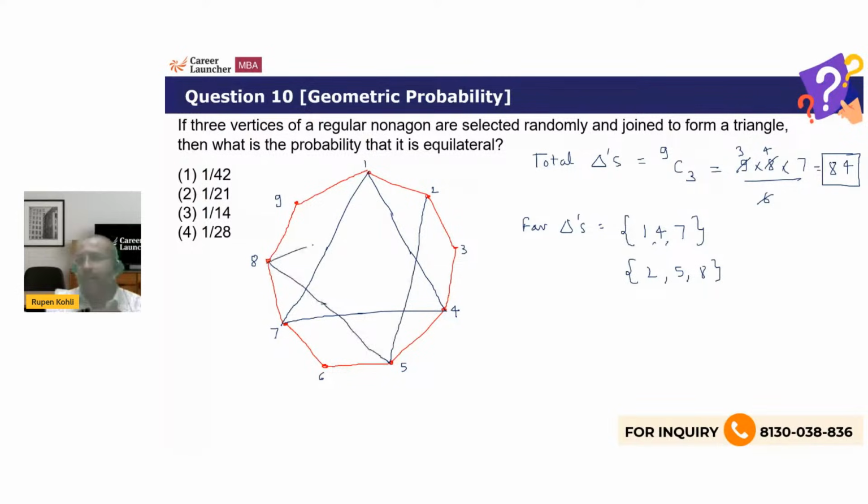And you have one more. You can go one more step ahead and take 3, 6, 9. It's nice to draw these very symmetrical shapes. So that's all. Now you have covered everything and these are the only ones. So 3 such triangles are favorable. So 3 by 84, or 1 by 28. Thank you, Bhavesh. Correct.